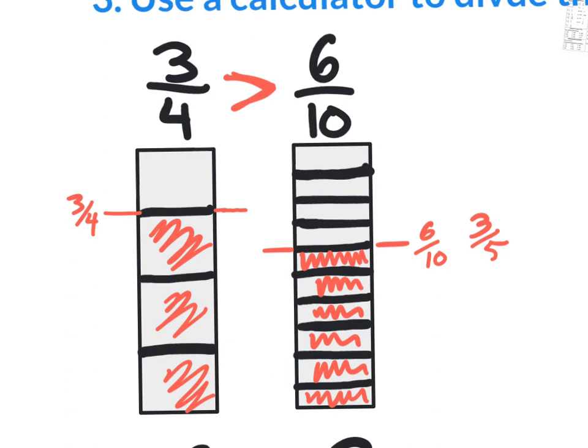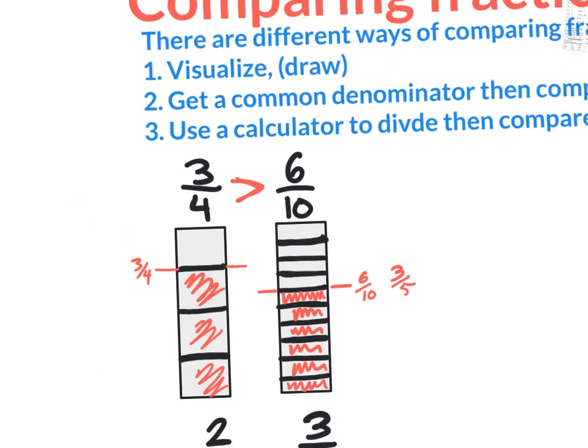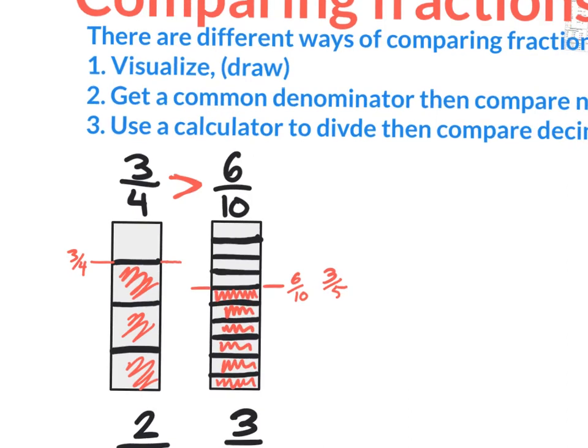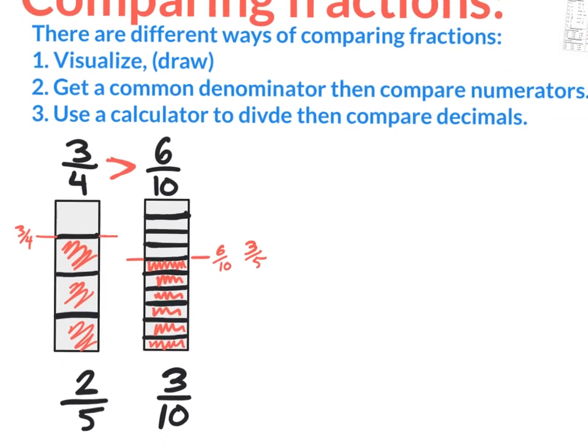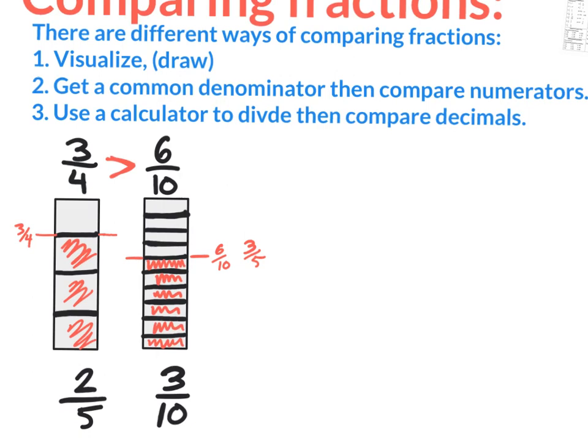Okay. Now, you might be thinking, man, this drawing business, it's not going to work out for me. Okay, so I'll be honest with you, comparing fractions visually is not the best method. So let's look at a different method. Number 2, get a common denominator and compare the numerators. That's awesome, getting a common denominator and comparing the numerators.